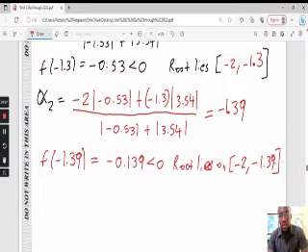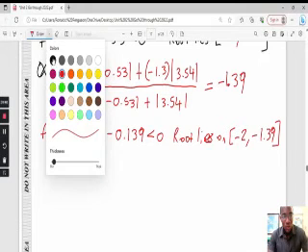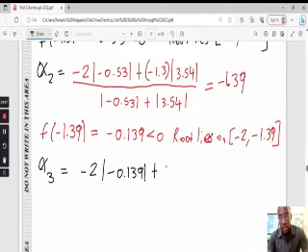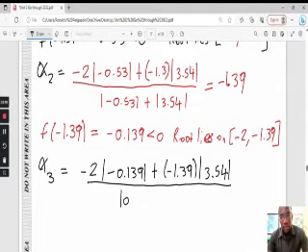So now, almost finished. Last one, alpha 3. Negative 2 times the modulus of f of b, which is the function value we just found, negative 0.139, plus b, negative 1.39, times the modulus of f of a, which was 3.54, over the modulus of negative 0.139 plus the modulus of 3.54.